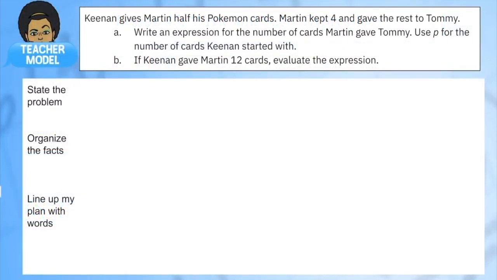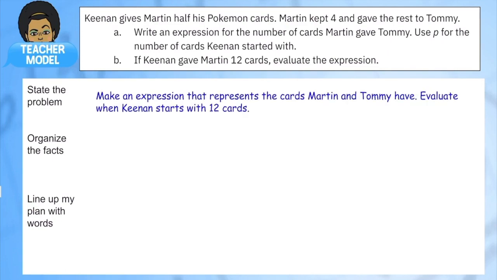Keenan gives Martin half his Pokemon cards. Martin kept 4 and gave the rest to Tommy. Write an expression for the number of cards Martin gave Tommy. Use P for the number of cards Keenan started with. If Keenan gave Martin 12 cards, then evaluate the expression.